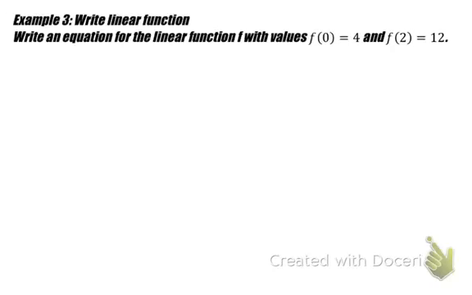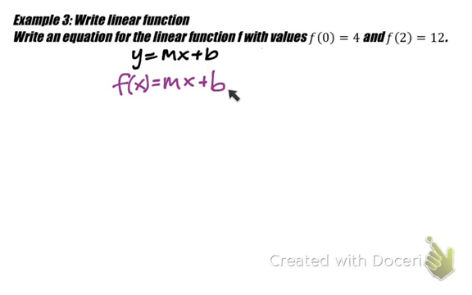Alright, so using function notation, we have to write a linear function when we have the values f of 0 equals 4 and f of 2 equals 12. And we're still going to write our equations in slope-intercept form, and keep in mind f of x is the same thing as y equals mx plus b. So then I just interchange the y with f of x because it's just the name of the function using the variable x in our equation.